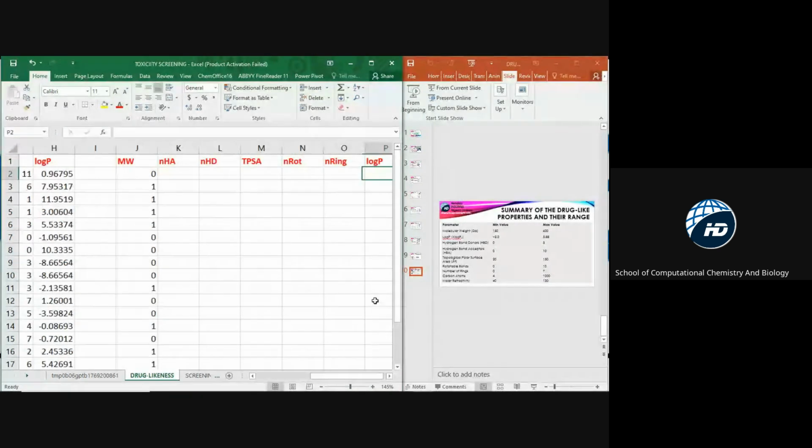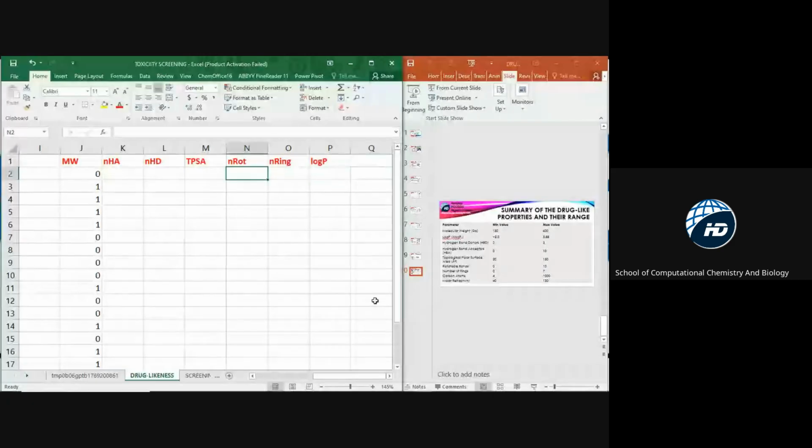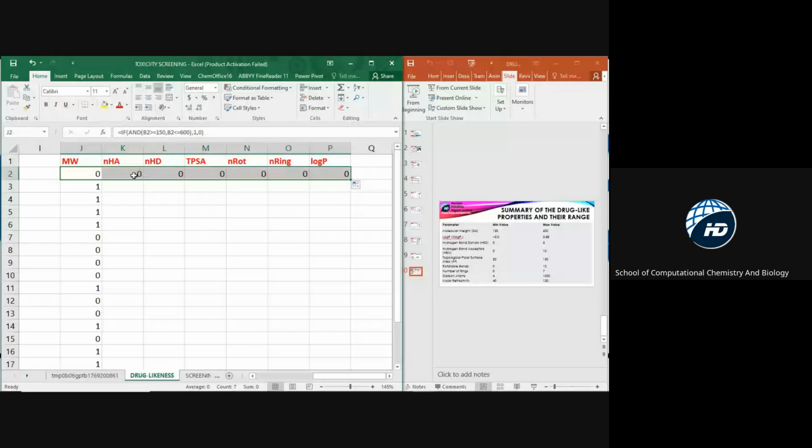What I will just do is highlight down, but if you highlight down, you must change the range. I just highlighted what I did for molar weight for others, but the range for hydrogen bond acceptor is not the same as for molar weight. The range for hydrogen bond donor is not the same, so let's change the range.